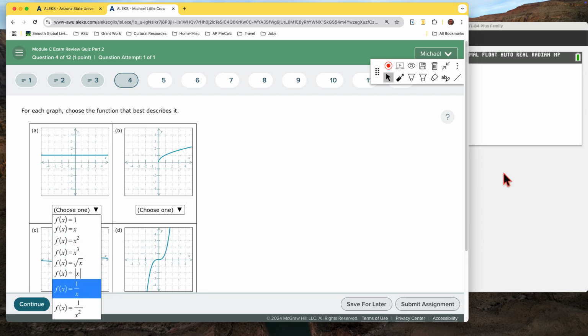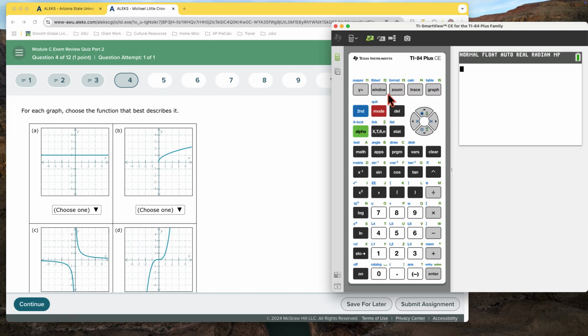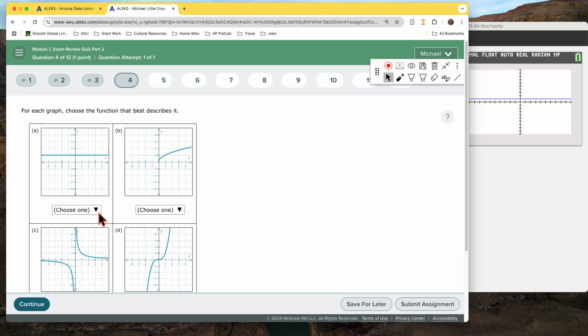Now, if you aren't quite sure of these, one way to always check them is to start graphing these. f(x) = 1, that's the same thing as y = 1. What is that graph going to look like? ZoomStandard, number 6, gets us -10 to 10. Hey, that's what it looks like. Okay, so we could go through and graph all of these.